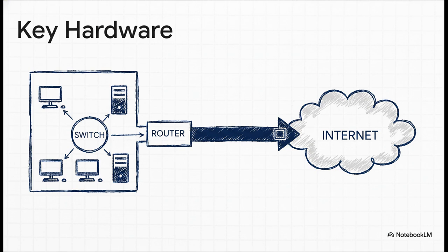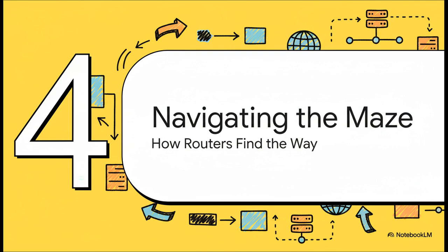Now, two key pieces of hardware make this jump possible. First, a switch directs traffic inside your local network, kind of like a mail sorter in an office building. But the router is the gateway. It's the on-ramp that takes our little data packet from the local road and launches it out onto the internet. So once we're on that internet superhighway, our packet is facing a maze with literally millions of possible paths. How in the world does it know which way to go?